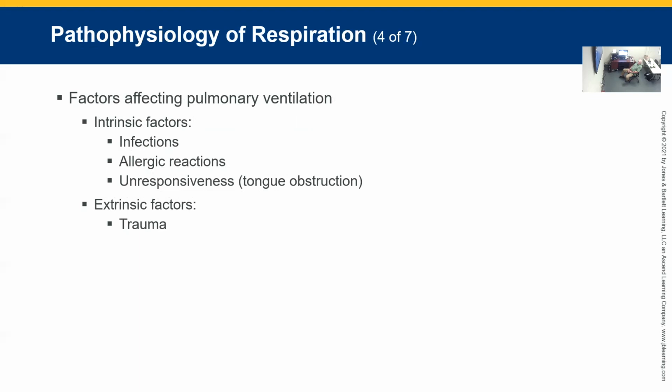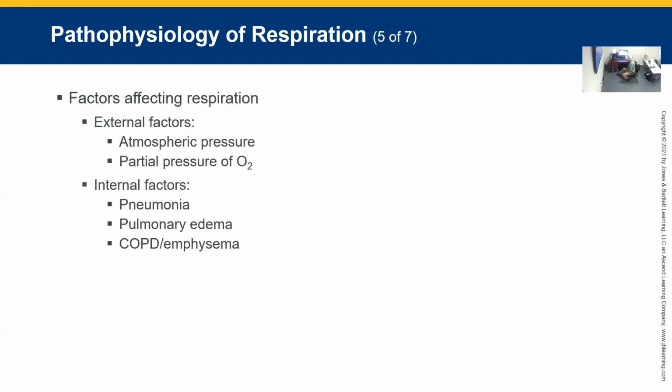Extrinsic, like it says here, trauma. Someone has bled to death. There's not enough blood. One of the lungs is collapsed, or there's blood inside the lung. That's part of trauma. And again, we'll talk about this as we go.